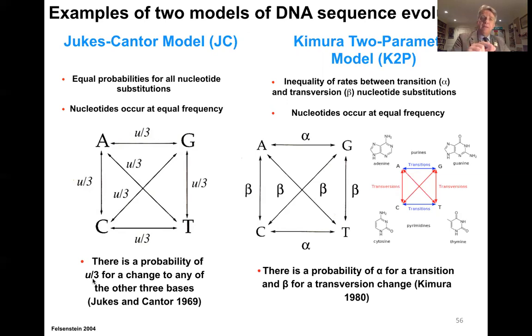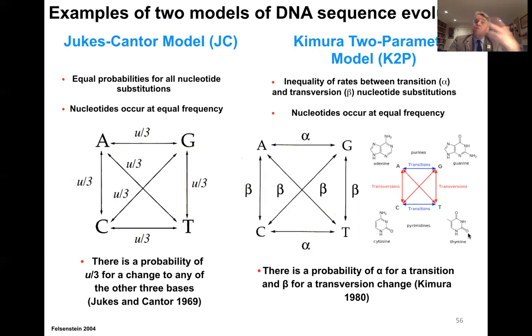So that probability allows us to estimate how much unobserved changes there have been. Okay, on the right, we have the Kimura 2-parameter model that incorporates a little more of the natural history of how we know DNA sequences evolve. So going back to biochemistry, you probably learned that there are 2 chemical classes of nucleotides. There are purines, which are adenine and guanine, and then there are pyrimidines, which is cytosine and thymine.